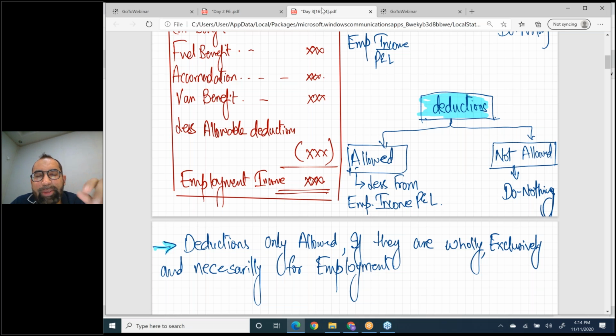For example, just giving you an example. Today the employee went home and he was very hungry. So he ordered some food at home and spent some money. Now this is not an allowable deduction because it is not linked to employment. This expenditure has nothing to do with employment. So this is a deduction, but it is not allowed. Employee took his family for a drive, for cinema and all. These will go out of the pocket of the employee, but they are also not allowed deductions.